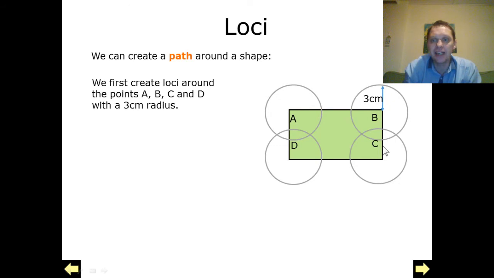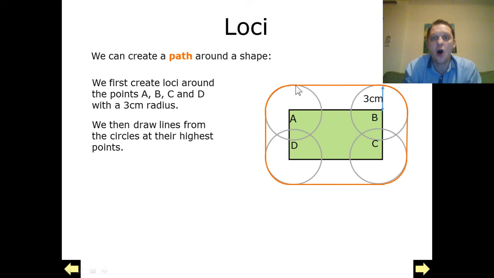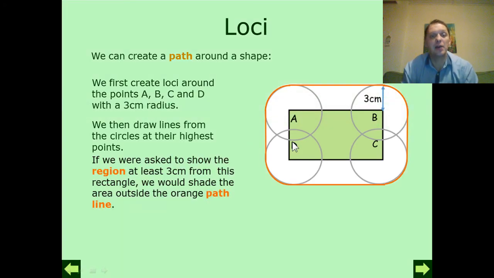Now, on each one of these, I've got line segments, and to create a path or a region which is equidistant away from a line, I need to create a parallel line. So I'm going to connect up the highest points of each of my circles, which is going to create my parallel line. Now, by drawing this in a bit darker, this has created my pathway, which is 3 centimeters away from this rectangle. Now, if my problem was asking to be at least 3 centimeters away, I'll shade in all of the area which is outside of the path which I've created.